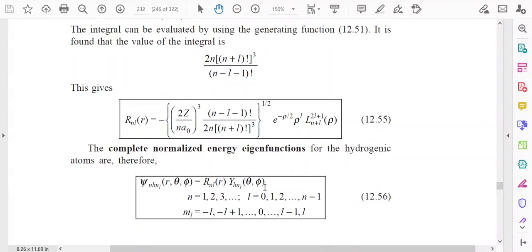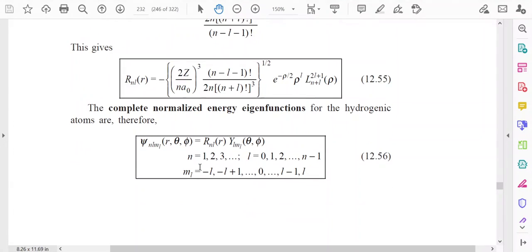The structure of the spherical harmonics Y we have already discussed in the lecture on orbital angular momentum. This is the radial wave function R, and here the value of n can be 1, 2, 3, and so on up to infinity. The value of L can be 0, 1, 2, up to n minus 1, and the value of ML will be minus L, minus L plus 1, up to L. That is, ML can take 2L plus 1 values. For different values of n, L and ML, we will obtain different forms of the wave function.